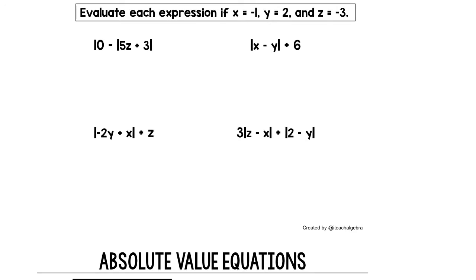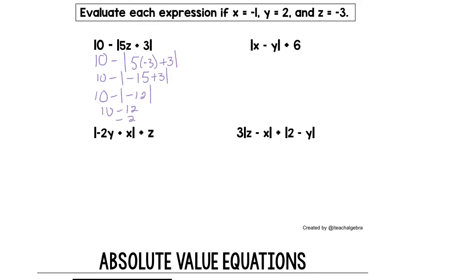All right, let's do some more. We've got x is -1, y is positive 2, and z is -3. Let's plug some values in here. 10 minus the absolute value of 5 times -3 plus 3. Well, that's 10 minus the absolute value of -15 plus 3. That's 10 minus the absolute value of -12, or 10 minus 12, which is -2.